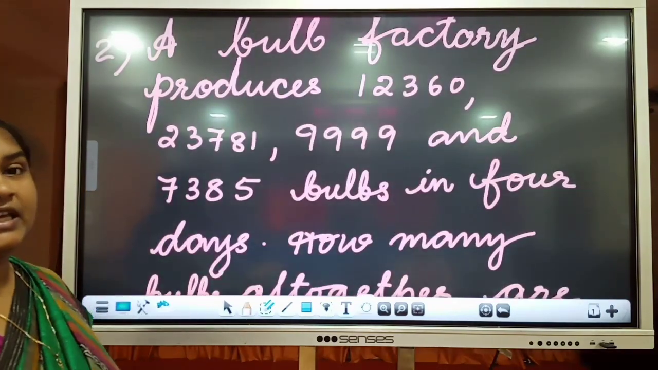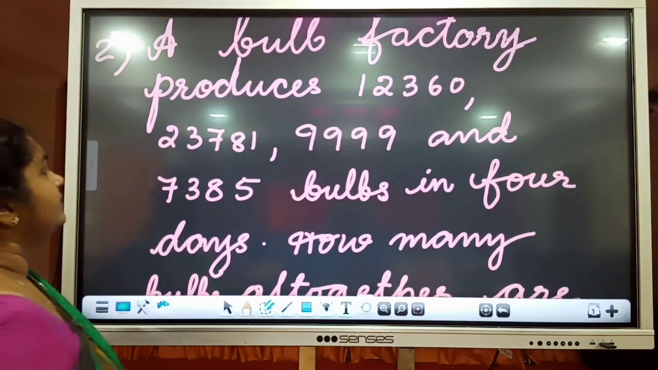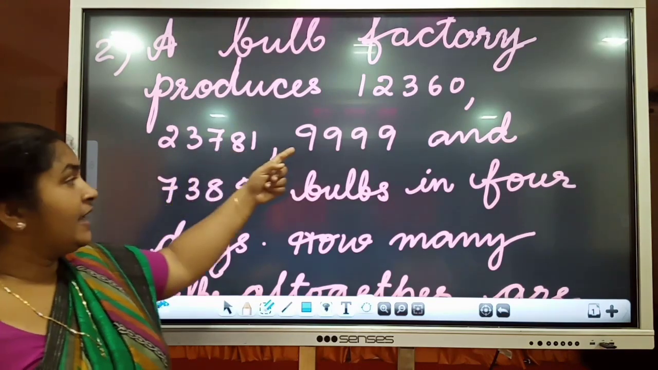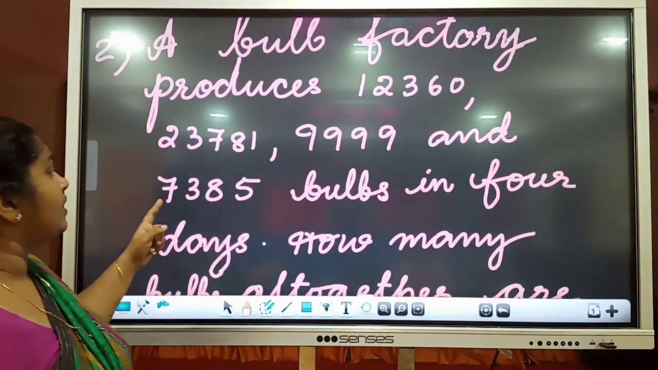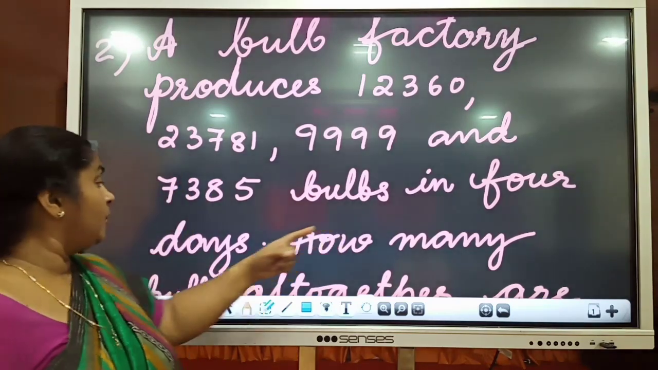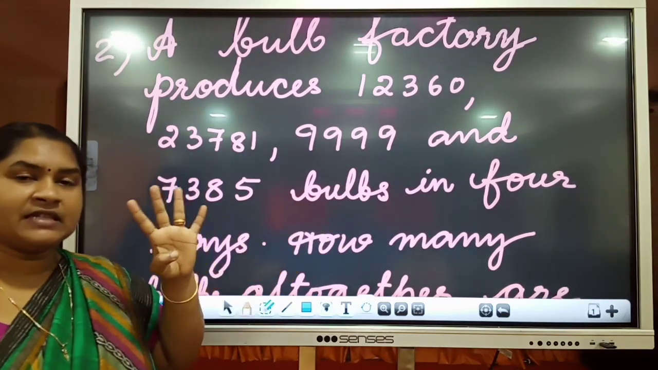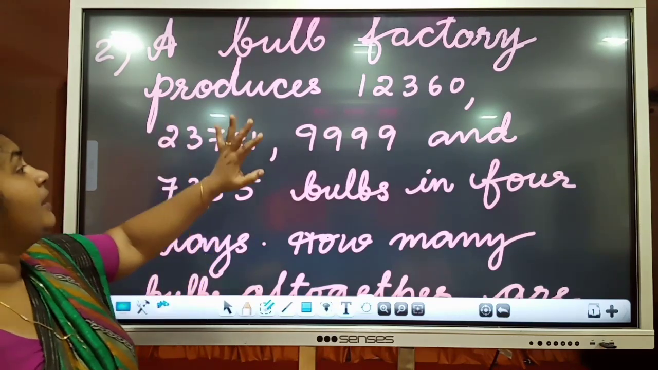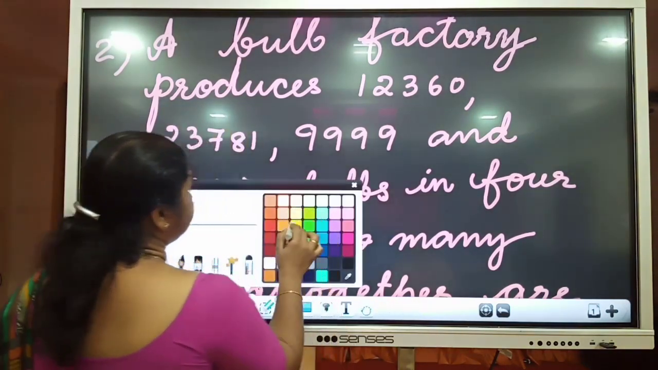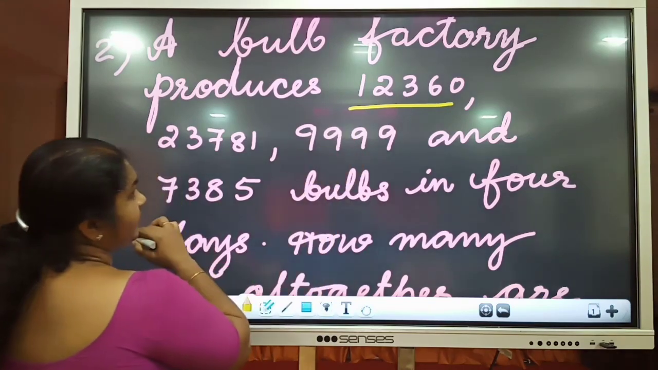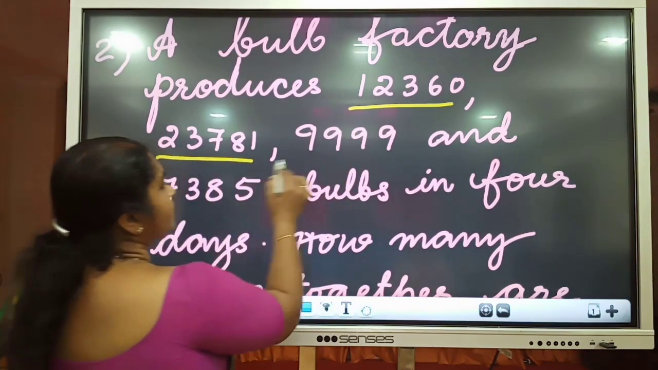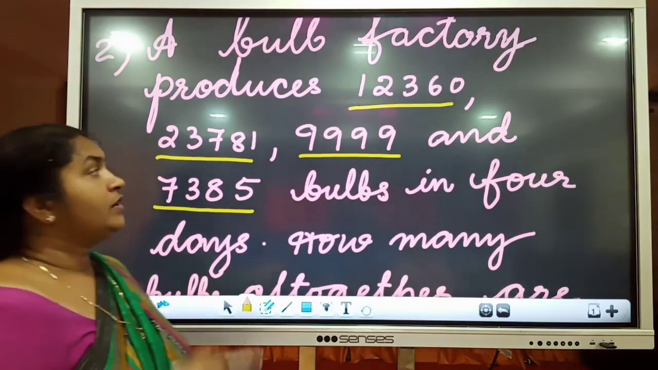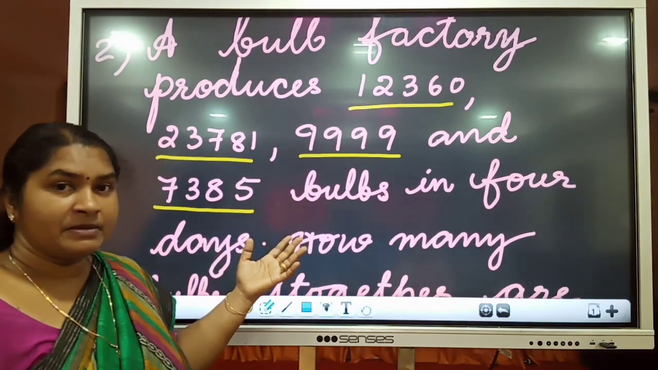A bulb factory produces 12,360, 23,781, 9,999 and 7,385 bulbs in 4 days. The number of bulbs made on each of the 4 days, 1, 2, 3, 4 days, is given here: 12,360, 23,781, 9,999 and 7,385.